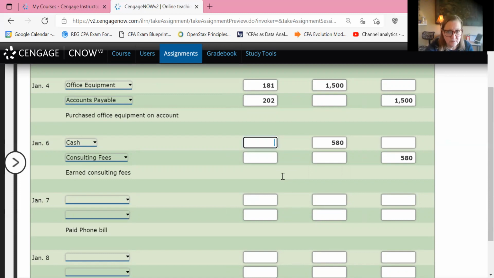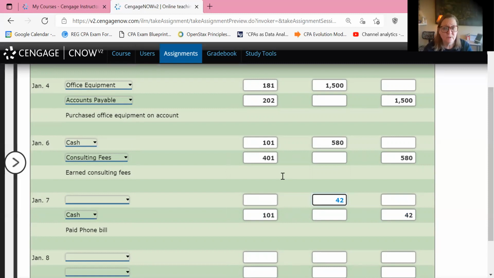Oh, wait, first let me get these account numbers back. Cash is still 101, isn't it? Consulting fee, while I was looking at that chart, I should have pulled the number 401. There it is. January 7th, now, paid the phone bill. We paid something. That means cash, doesn't it? And I still remember that account number is 101. How much did we pay? $42. So I can put the amount in. Whatever part of the entry you really know, do it.